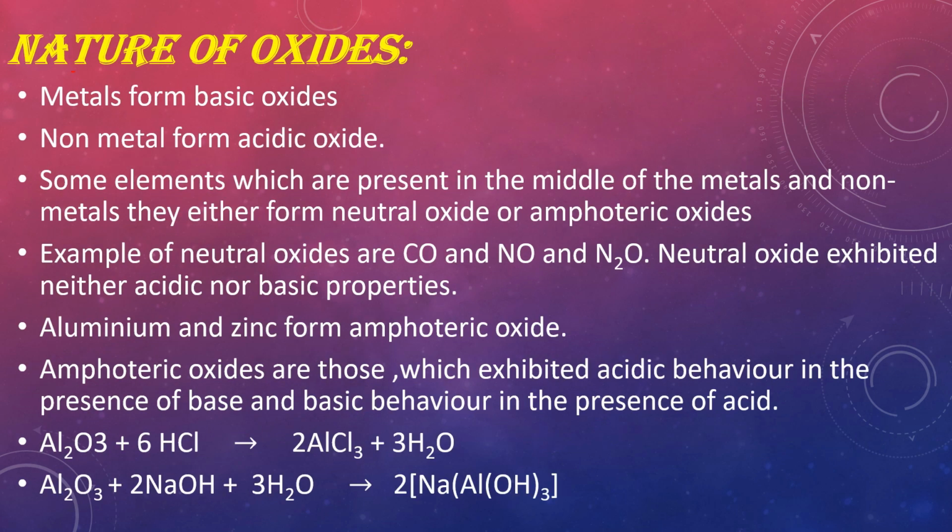Now the next topic is nature of oxides. Metals form basic oxides. For example, Na2O and K2O are basic in nature. Non-metals form acidic oxides. For example, Cl2O7 and CO2, etc. Some elements which are present in the middle of the metals and non-metals in the periodic table either form neutral oxides or amphoteric oxides. Examples of neutral oxides are carbon monoxide, nitric oxide and nitrous oxide. Neutral oxide means they are neither acidic nor basic.